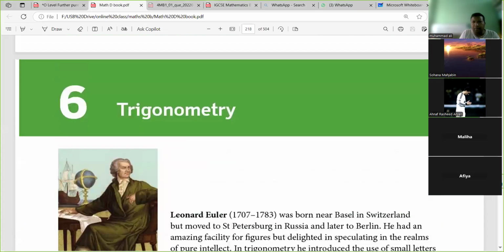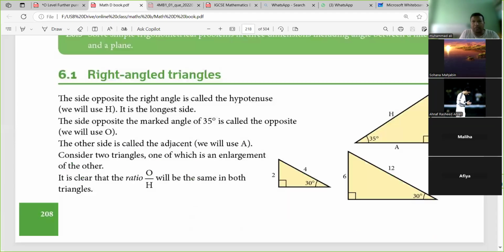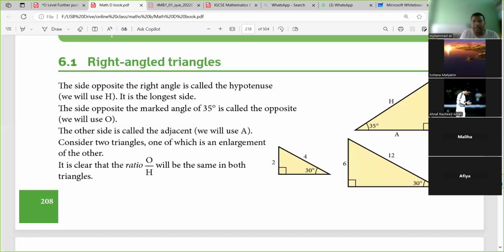Bismillahirrahmanirrahim. From trigonometry chapter 6, what we learn is about the right angle triangle. If any triangle is right angled, it is said to be a right angle triangle. From here, we can find out the sides and the angles. It is also the trigonometric ratio.